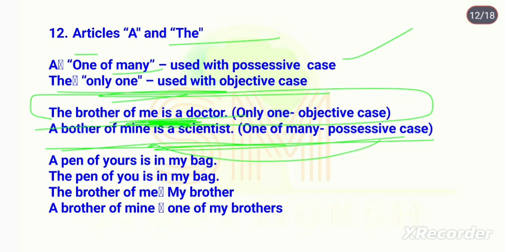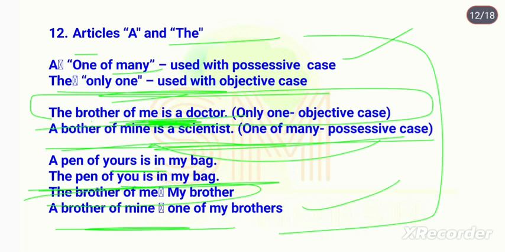"A pen of yours is in my bag." Yours, a pen, आपके पास बहुत सारे पेन थे, उनमें से एक मेरे बैग में था. Like here we can see possessive case, yours. "The pen of you is in my bag." Like here it is objective case. The pen, एक ही पेन था वही मेरे बैग में था. "The brother of me" means my brother. "A brother of mine" means one of my brothers. I have told you this earlier.